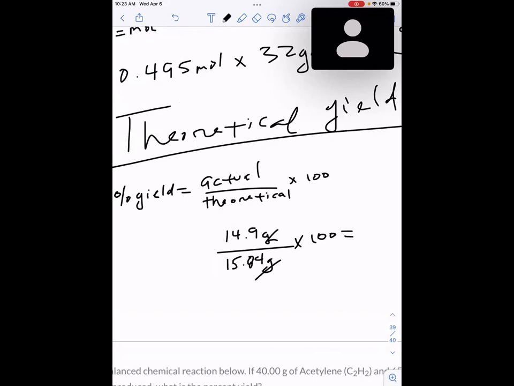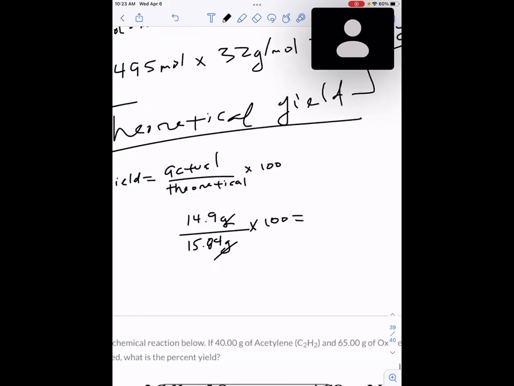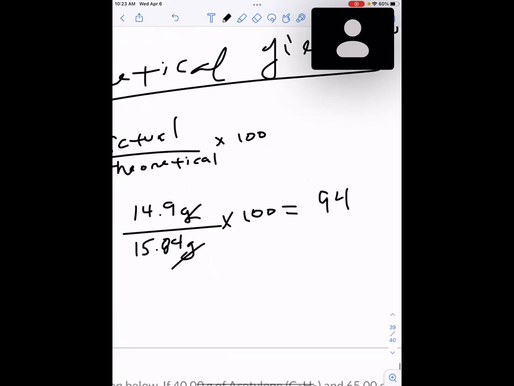What do you have? Anybody? 94. So 94%. It's a very efficient reaction. If it's at 94% yield, that's excellent, right?